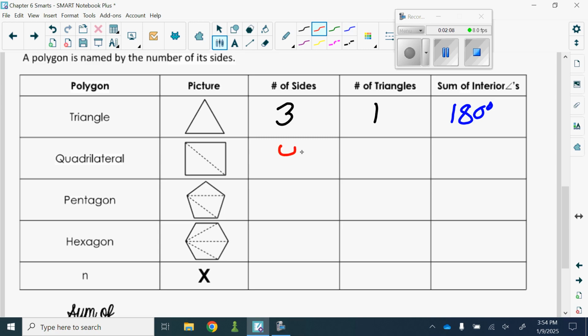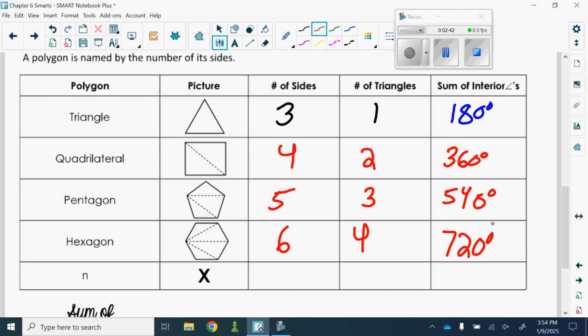Next, a quadrilateral has four sides. And when you look at the diagonal that's here, that's made up of two triangles. So the sum of interior angles would be 2 times 180, which is 360 degrees. Keep going. So pentagon, five sides. That would be three triangles. 3 times 180 is 540. The hexagon, so that's going to be six sides, four triangles. 4 times 180 is 720 degrees.